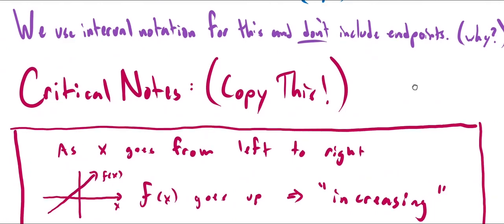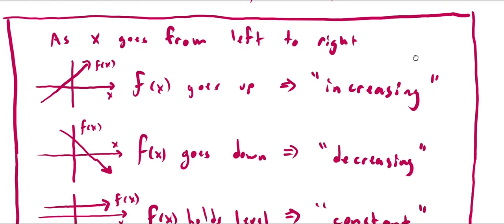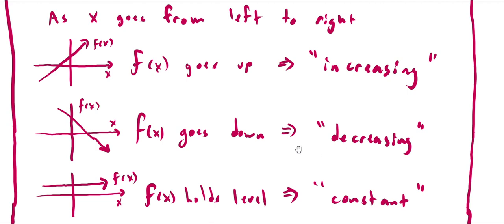So here I have some critical notes. I want you to copy this to prove you watched the video. It's just basically an analysis of that definition. As x goes from left to right, if you see f of x going up, it's increasing. If you see it going down, that's decreasing. And if you see it holding constant, that is what we call constant behavior.